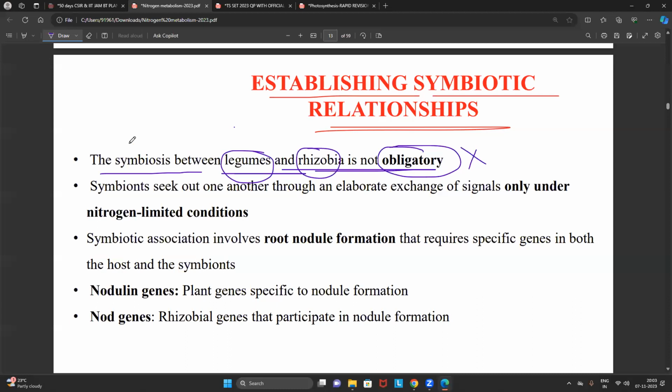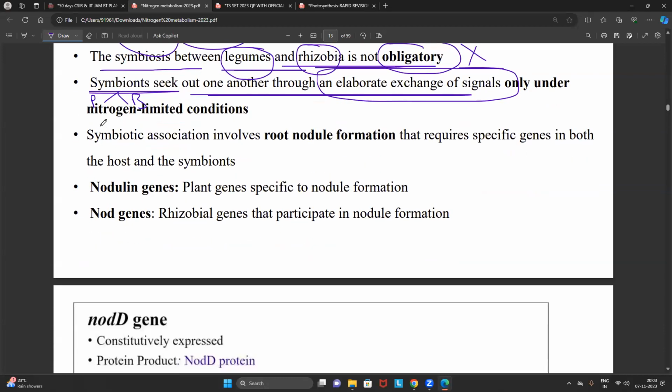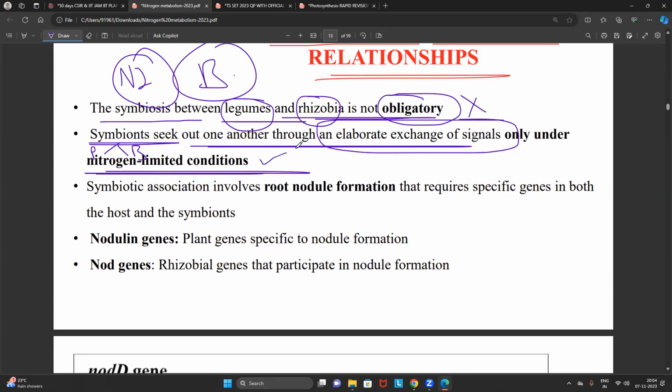Now the condition is that the plant requires nitrogen. So the plant requires nitrogen, and it has to maintain the relationship with bacteria. So that's why you see the point we have written. Symbionts means both plant and bacteria seek out an elaborate exchange of signals, under an important condition: nitrogen limited conditions. When the nitrogen is limited, only then do they start maintaining that particular relationship.